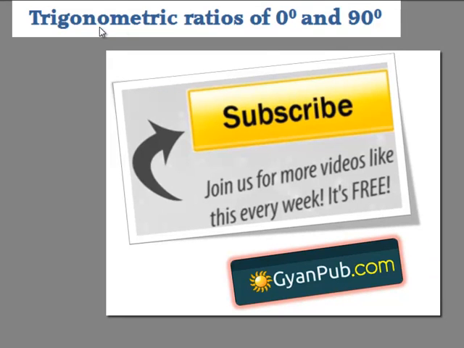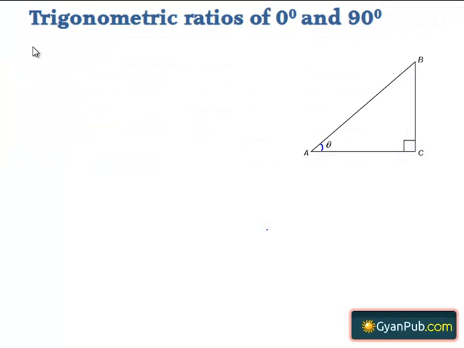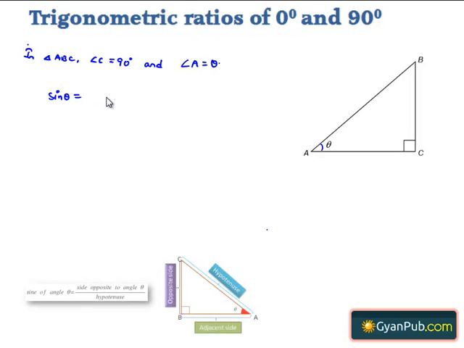Now, let us discuss the trigonometric ratios of angles 0 degrees and 90 degrees. In order to do that, let us consider a triangle ABC in which angle C is equal to 90 degrees and angle A is equal to theta. We know that sin theta is equal to opposite side by hypotenuse. Here that is equal to BC by AB.